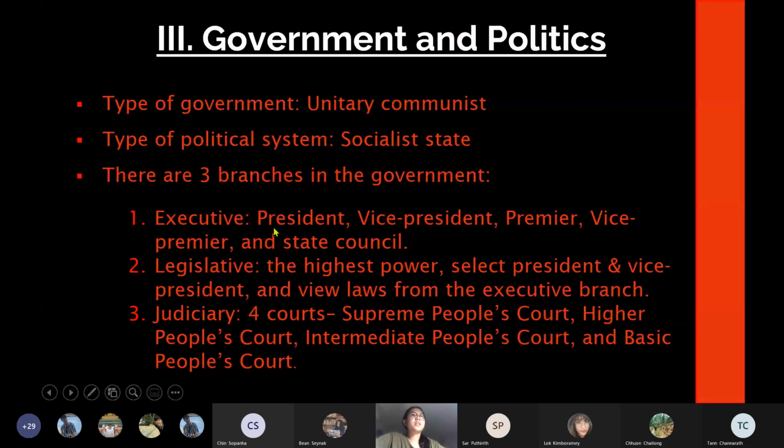Talking about government and politics, the type of government of China is unitary communist, and it is a socialist state. There are three branches in the government of China. First, the executive, which consists of the president, vice president, premier, vice premier, and State Council. The legislative, which is the highest power, also selects the president and vice president and reviews laws from the executive branch. The judiciary consists of four courts: the Supreme People's Court, Higher People's Court, Intermediate People's Court, and lastly the Basic People's Court.